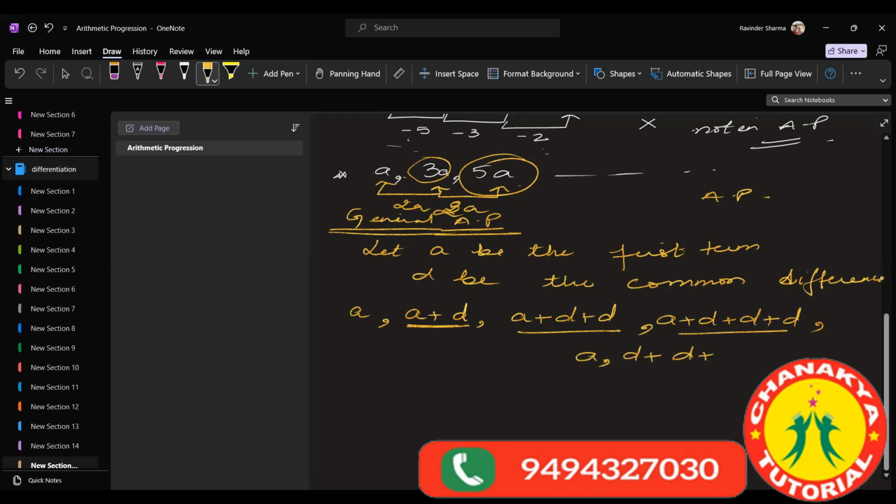Have you remembered now, children? Aryan, Abhinav, Sudhamshu, Dharya? Yes, ma'am. Now you will get A plus D, A plus 2D, A plus 3D, and then A plus 4D, and so on. This is your general AP, beta. Okay? Kashvi and Pranya, don't worry, beta. I will take your extra class for explaining this AP. Okay?